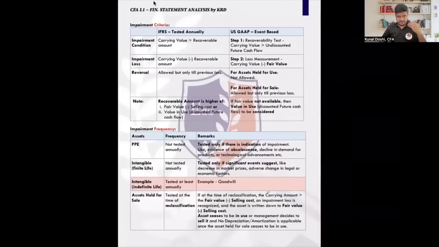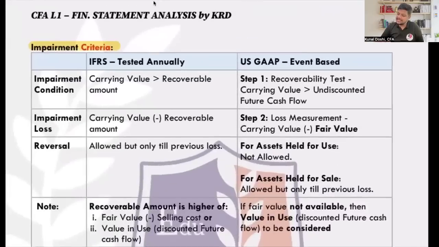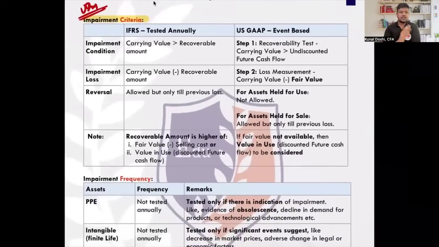Everyone with me on this? Clear. There is a very, very high chance of a question surely on impairment, especially the criteria of impairment. This is slightly tricky. So I would want everyone to have an eye here and carefully understand this. I don't expect those who are seeing it for the first time to memorize it immediately. Those who have already seen it might connect it. Okay. So take your time.